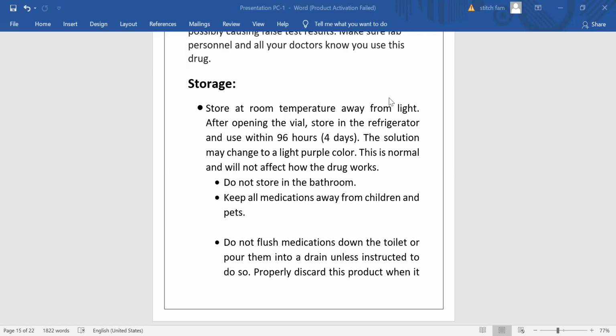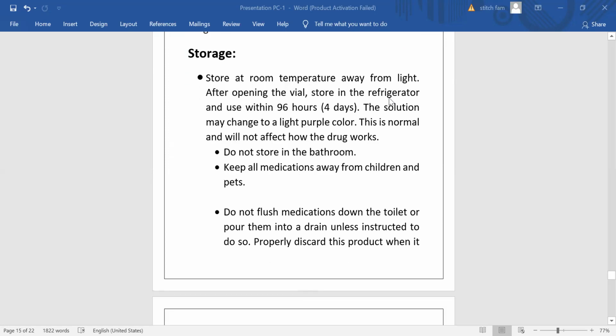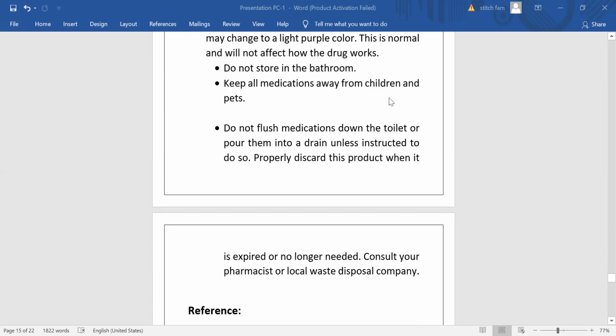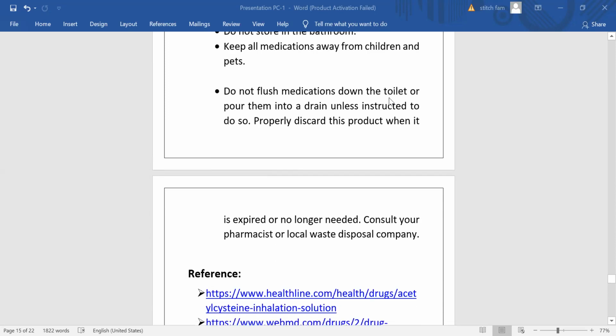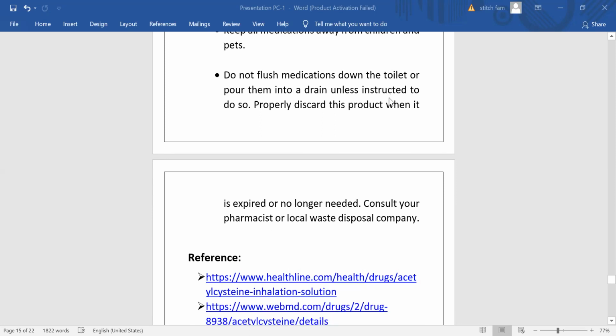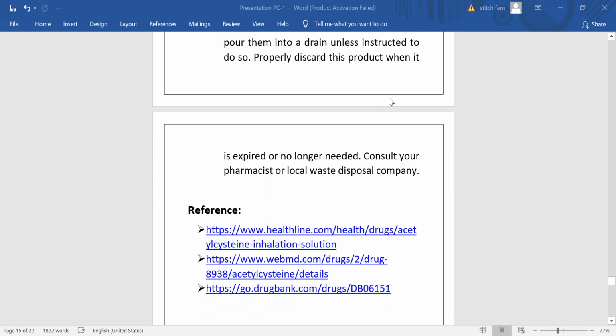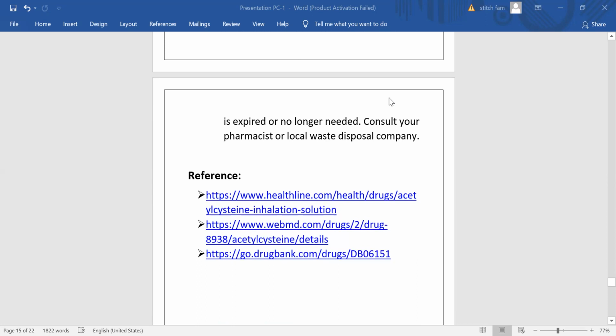Do not store in the bathroom. Keep all medications away from children and pets. Do not flush medications down the toilet or pour them into a drain unless instructed to do so. Properly discard this product when it is expired or no longer needed. Consult your pharmacist or local waste disposal company.